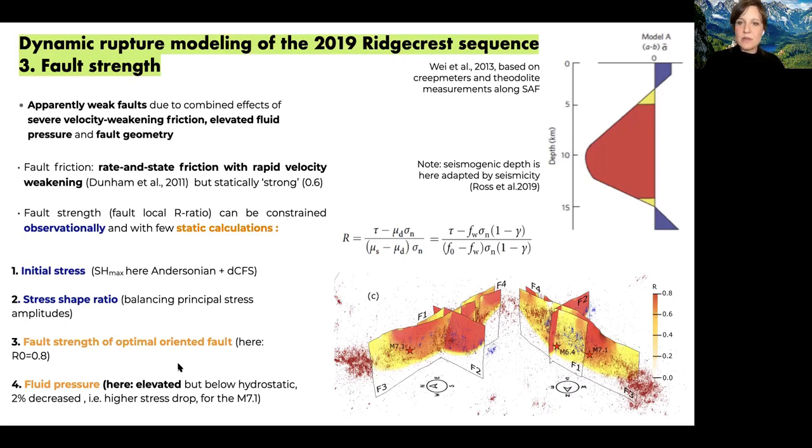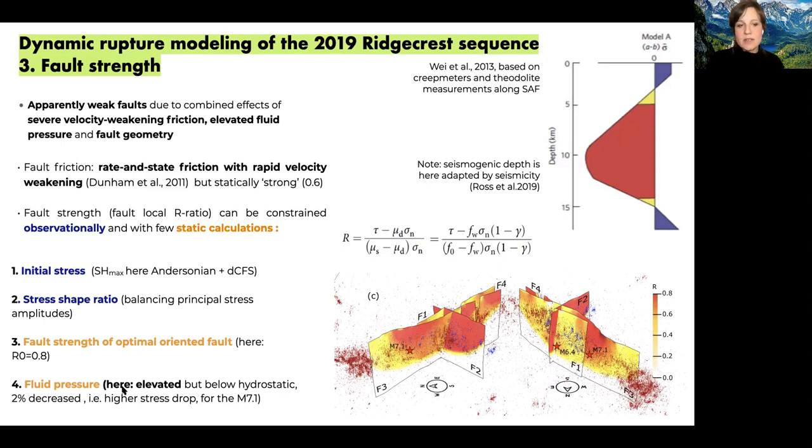We assume an Andersonian stress state, so no plunging of the principal stresses loading this fault system. The stress shape ratio, which we also get from the community stress model. And 2 more parameters, which are the relative fault strength of an optimally oriented fault in this 3D loading, and the fluid pressure. We find through simple static analysis that the relative fault strength, which is balancing the stress drop and the strength drop of the dynamic rupture simulation to follow, should be around 0.8.